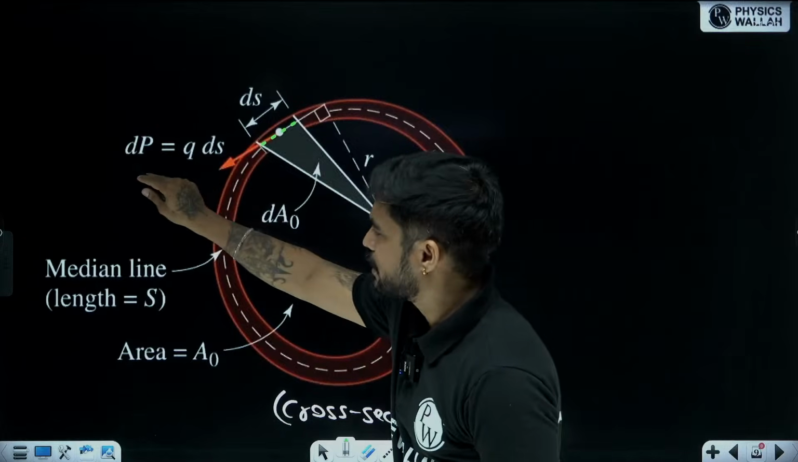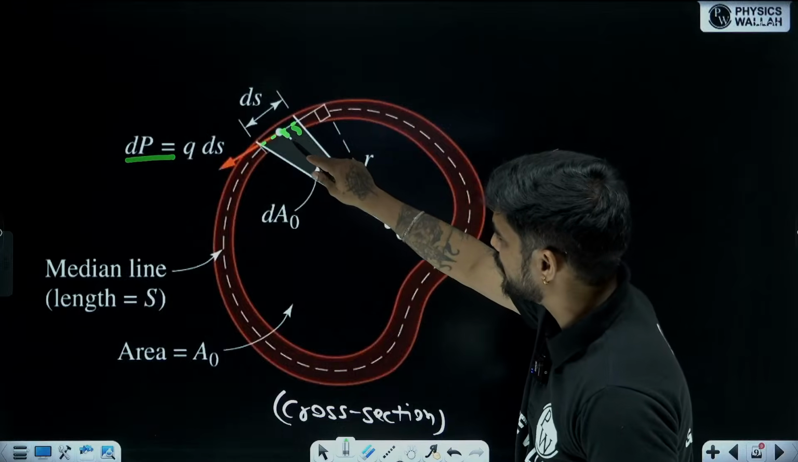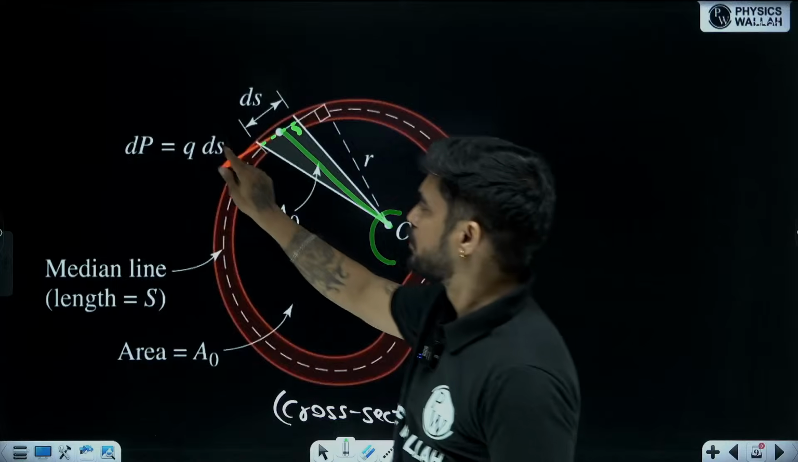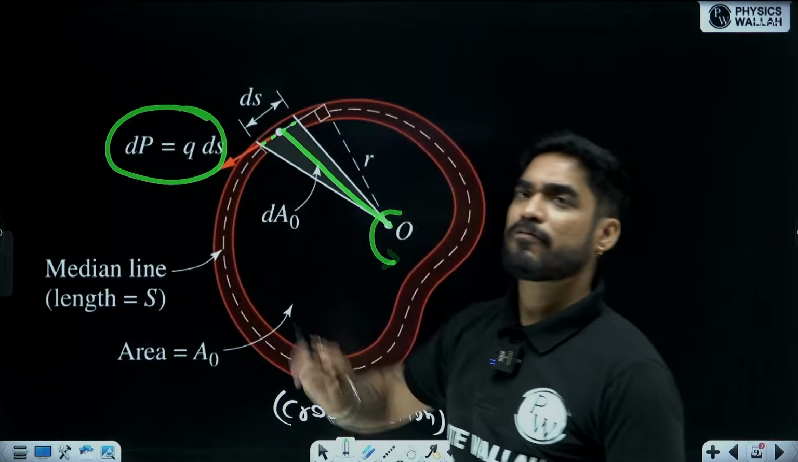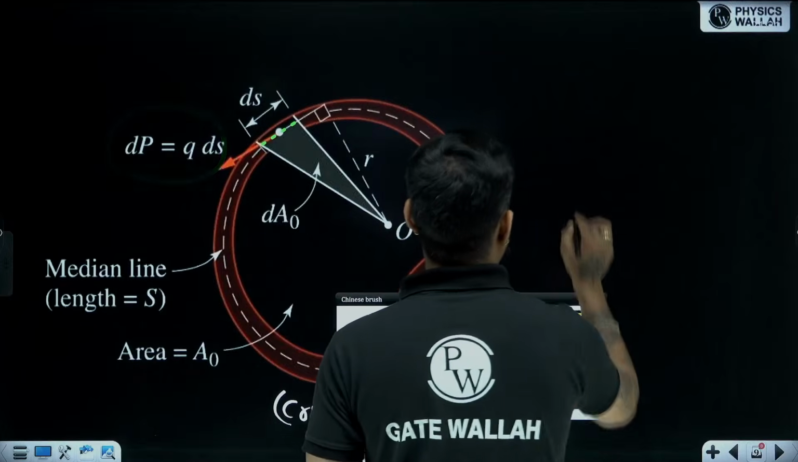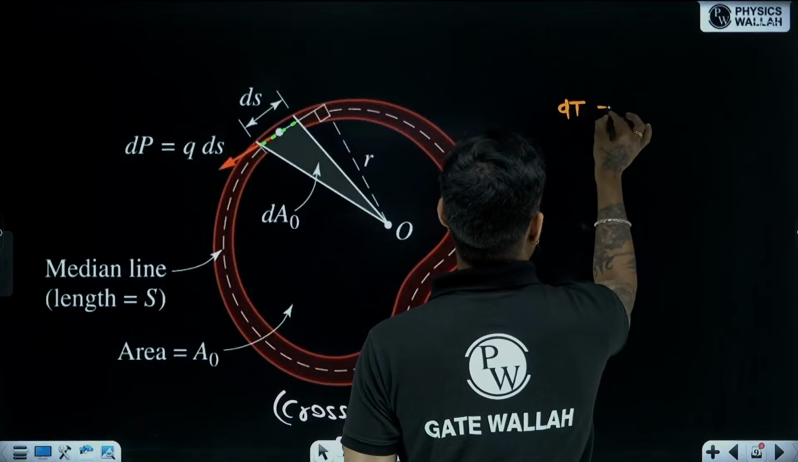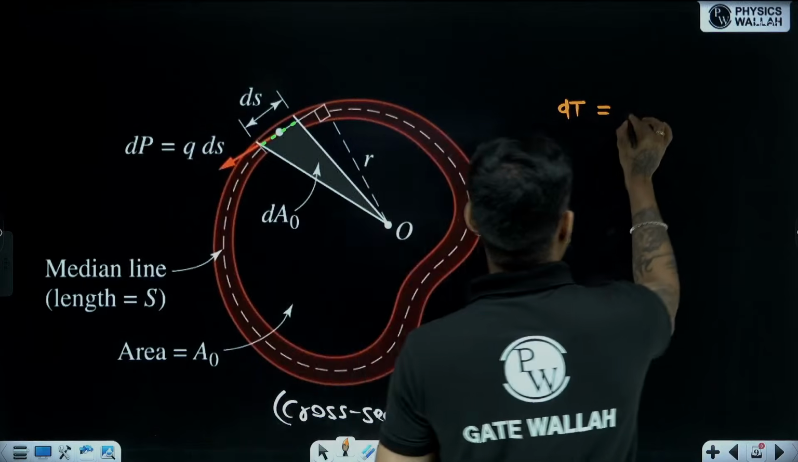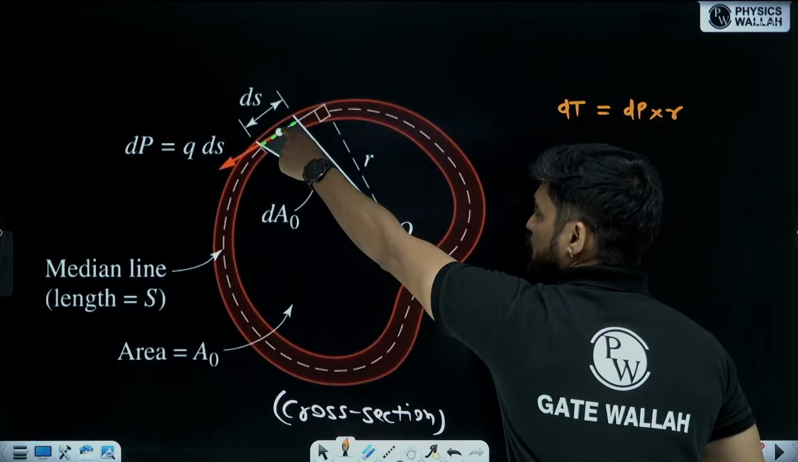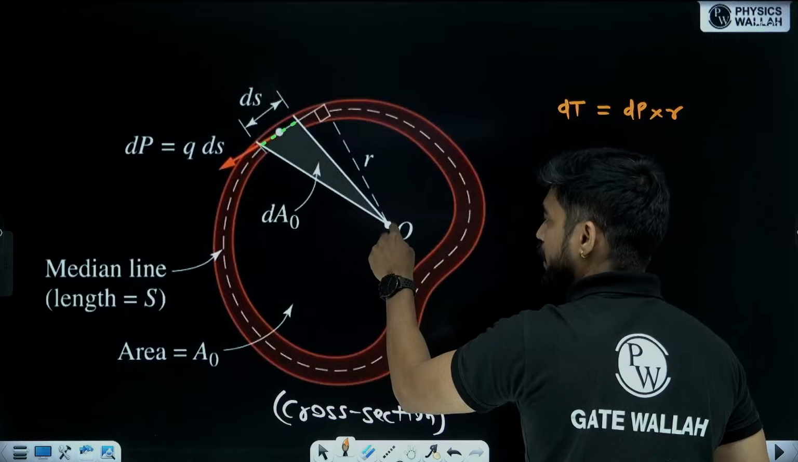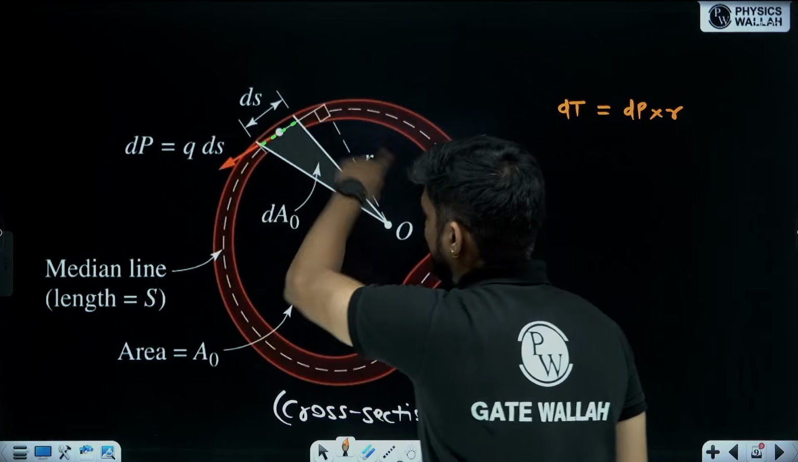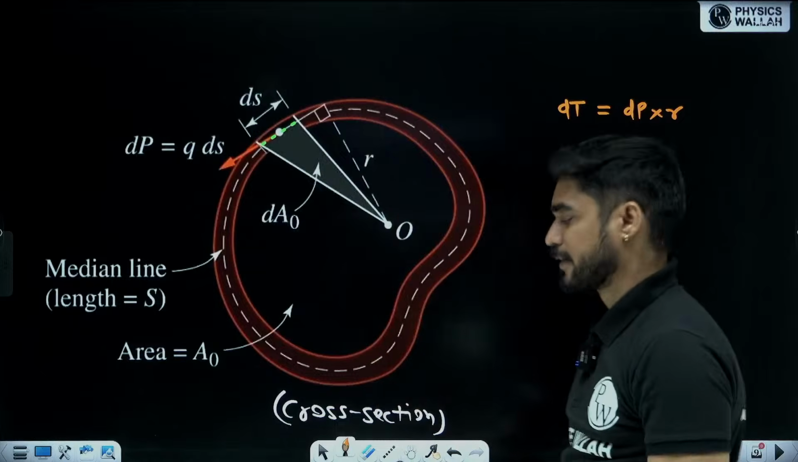Now this shear force multiplied by the distance from the centroid will be equal to the torque developed by this force. So you can write torque dT equal to dP multiplied by the distance from this point to the centroid, which is r. So what is this force doing? This force is creating a torsional moment.